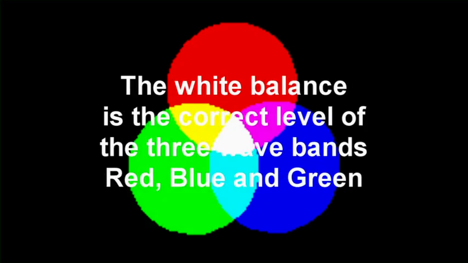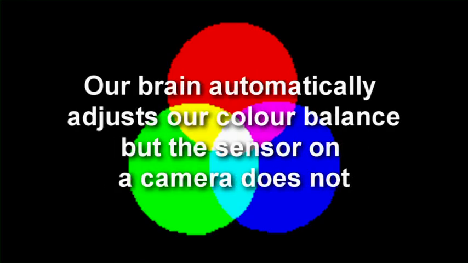The colors are only recorded properly when the 3 wave bands are in correct balance. Our brain automatically adjusts these colors in fluorescence, incandescent, and halogen lighting. Most people are not aware of the changes compared to normal daylight. The sensors will pick up on this, and unless the correction is made, the result will be unnatural colors. The white balance control makes these corrections.